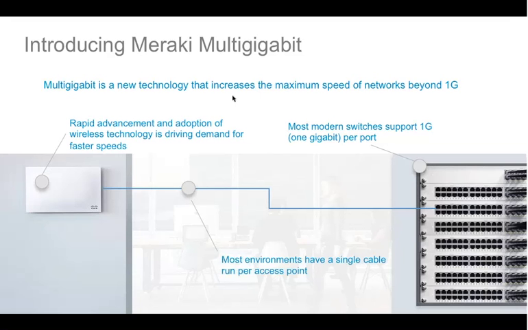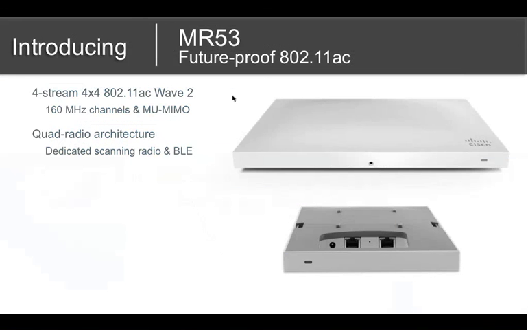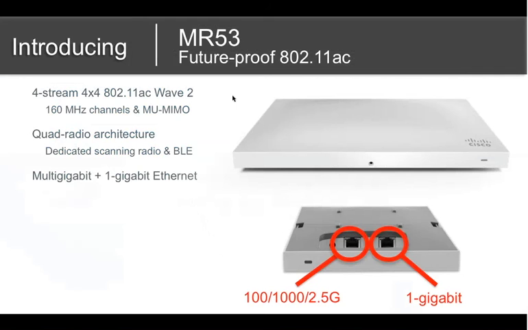The more beautiful approach to this is what you're seeing here, which is a single cable run. On the right here we've got our switch stack, and by enabling something called multi-gigabit, we really drive beyond the speed of 1 gigabit using a single cable. Aha, so that's where the MR53 comes in.